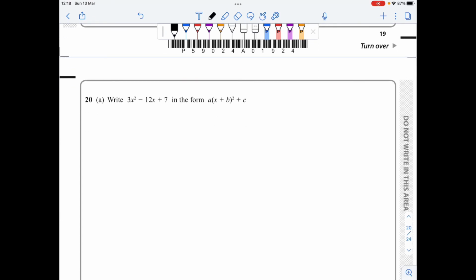In question 20, part A, I'll need to complete the square. The formula for completing the square is the following.